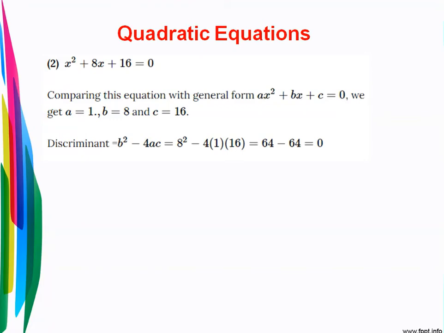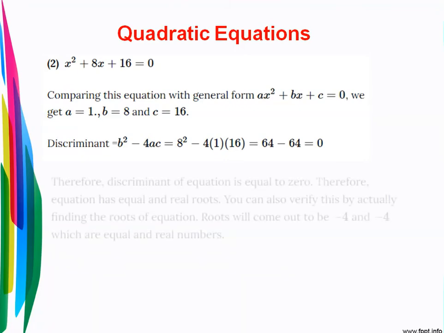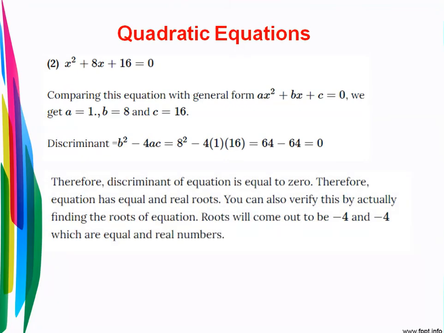Next case, x square plus 8x plus 16 equal to 0. Again I have calculated D, that is b square minus 4ac, and I am getting D to be 64 minus 64, which is equal to 0. My discriminant is 0. So what will be the nature of roots? Since the discriminant of the equation is 0, it will have real and equal roots. I can solve that by middle term splitting, and my roots come out to be minus 4 and minus 4. See, both the roots are equal when the discriminant is 0.